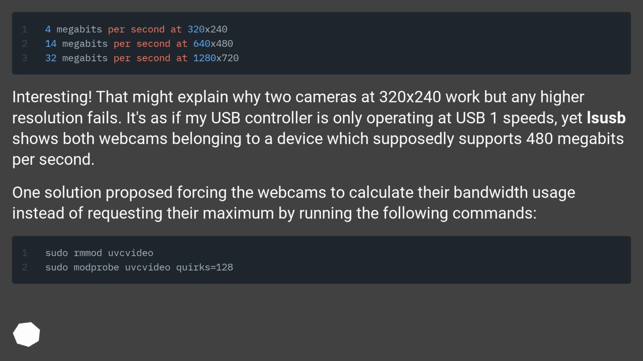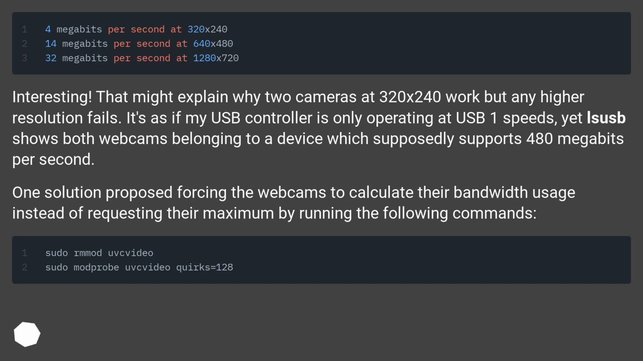Interesting. That might explain why two cameras at 320 by 240 work but any higher resolution fails. It's as if my USB controller is only operating at USB 1 speeds, yet lsusb shows both webcams belonging to a device which supposedly supports 480 megabits per second.